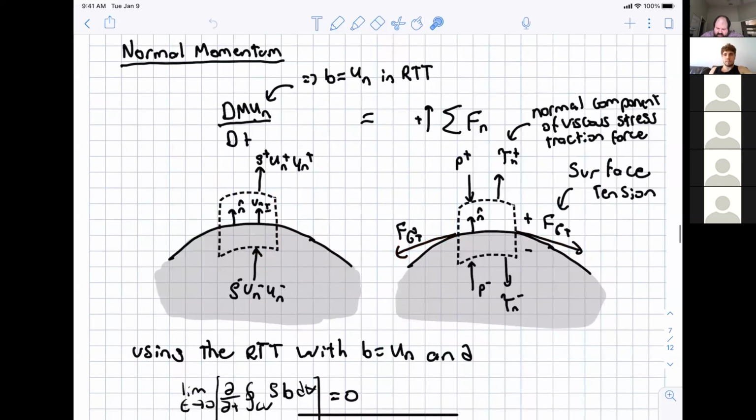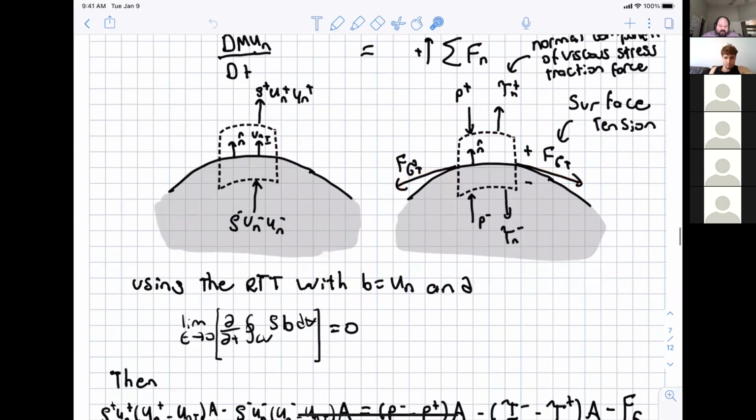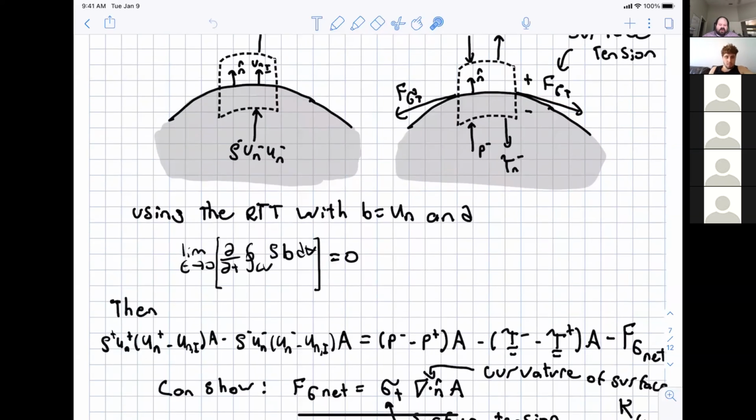Okay, and so this here would be a normal force due to stress, and this here is normal force due to pressure. With the exception of the surface tension, this looks a lot like the control volumes you might have done in your undergraduate fluid mechanics courses. And so we're going to use the general RTT that we derived, and our B parameter is going to be the velocity in the normal direction. And remember that that is defined to be pointing up into the positive fluid. And we can't really accumulate inertia on the surface of the interface. So in other words, this integral here will tend towards zero.